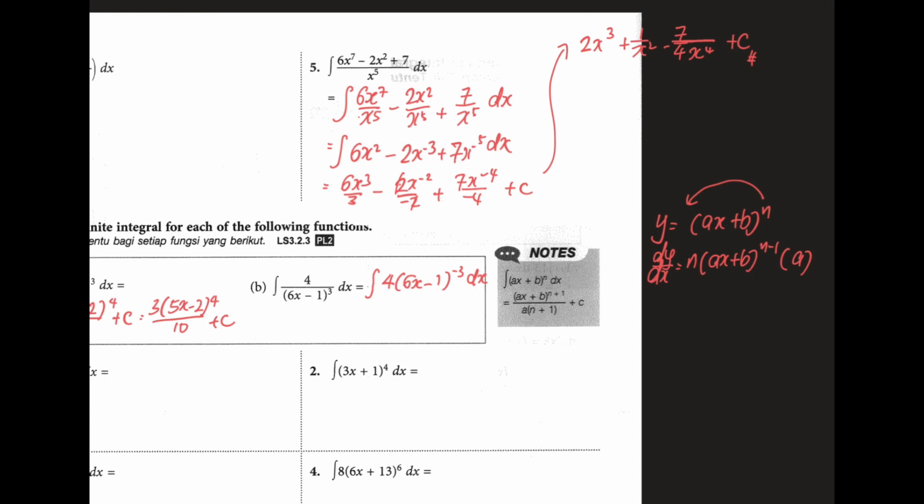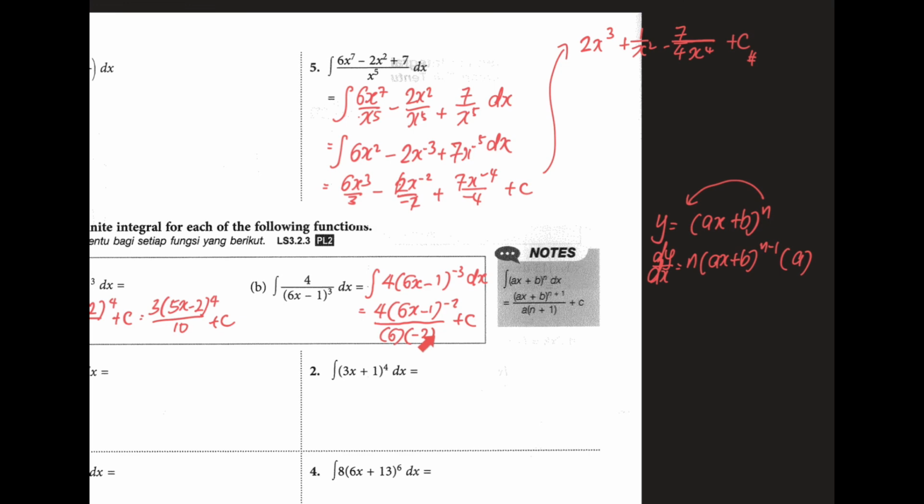So this 4 is multiplying, no need to care about that, just leave it there. 4 (6x minus 1), okay, this power is minus 3, so you have to plus 1 to it. It becomes minus 2. Divide by minus 2, divide by a, plus c.